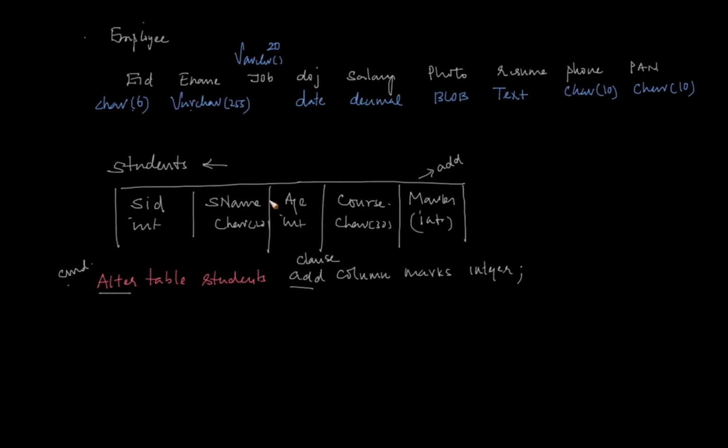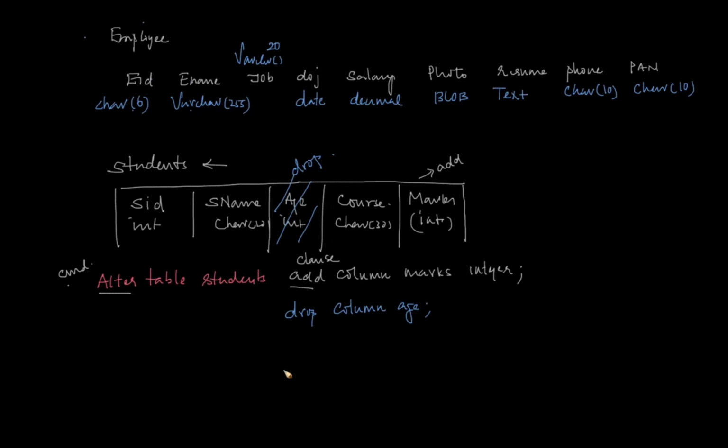What if you want to remove a column? Let's say you don't want to have this age column anymore. In this case, you will use alter table with the drop clause. So you will say alter table students, drop column age. This will drop the column called age from the table.